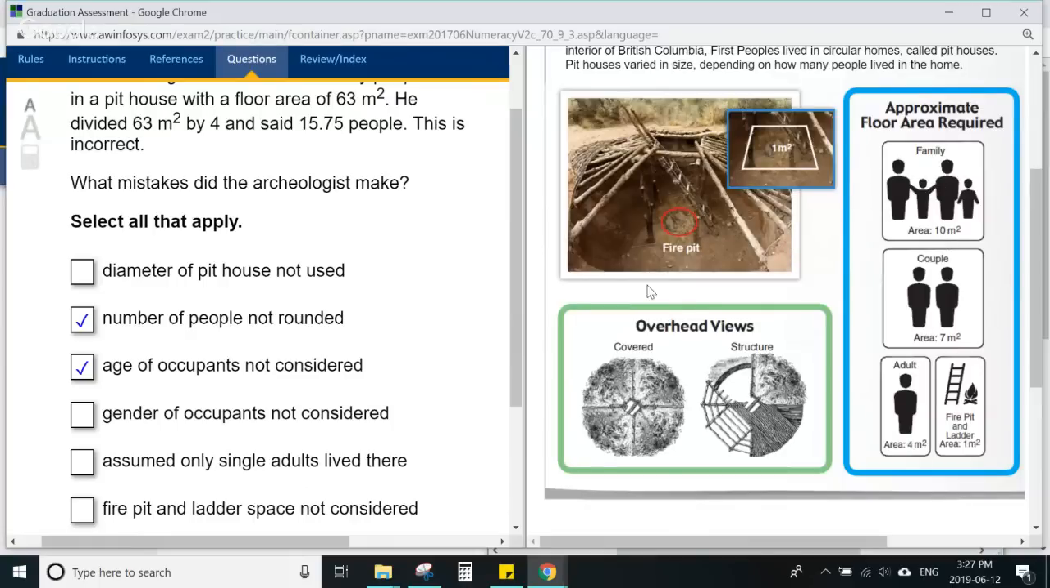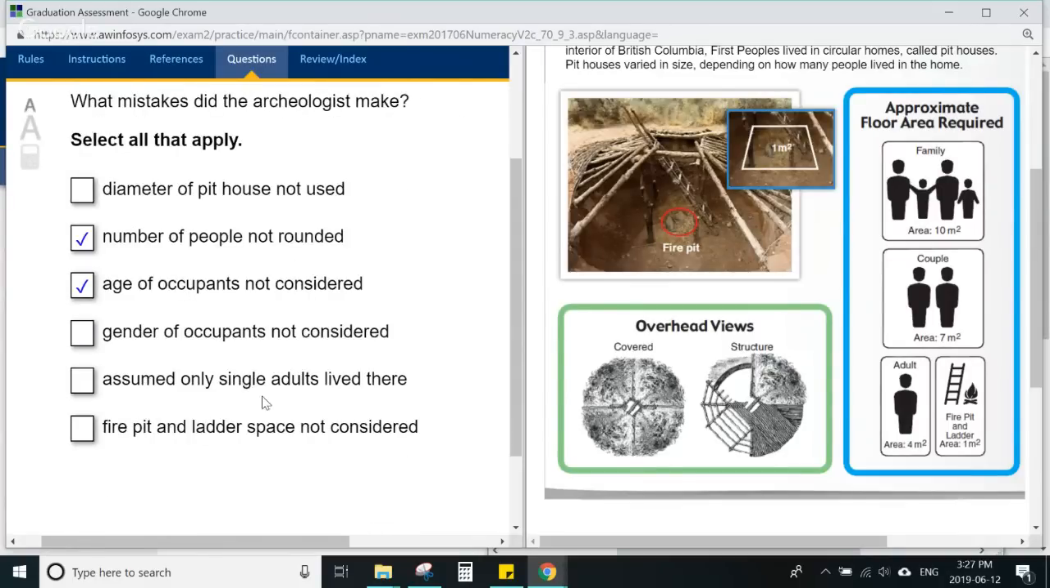So it doesn't say anything about men taking up more space than women. They're considered the same as adults. So that's not really a mistake in this case. They assumed only single adults lived there. Okay.